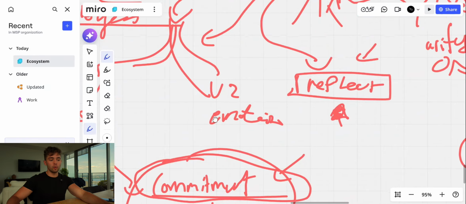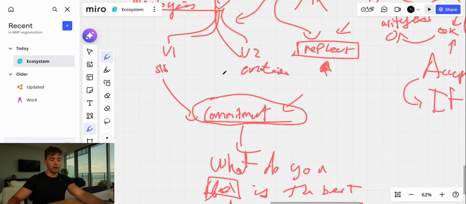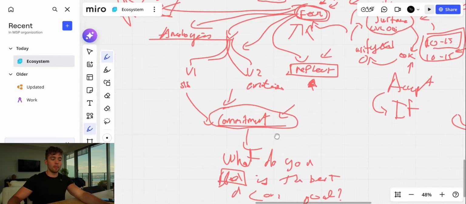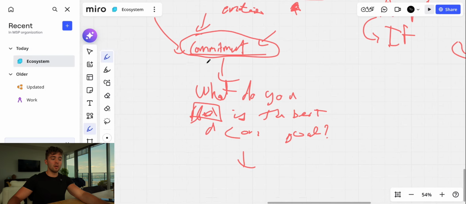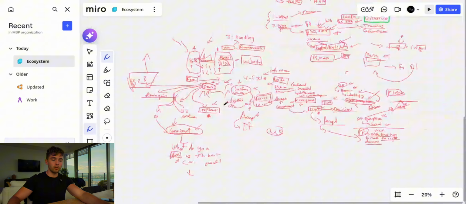So whatever you do, you reflect it back to them. Have you ever been scared in your own life and you ever done anything like that? Boom. Then once you do that, you ask them a commitment question: what do you feel is the best decision for you to take for you to actually achieve your goals? And that's how you handle objections.